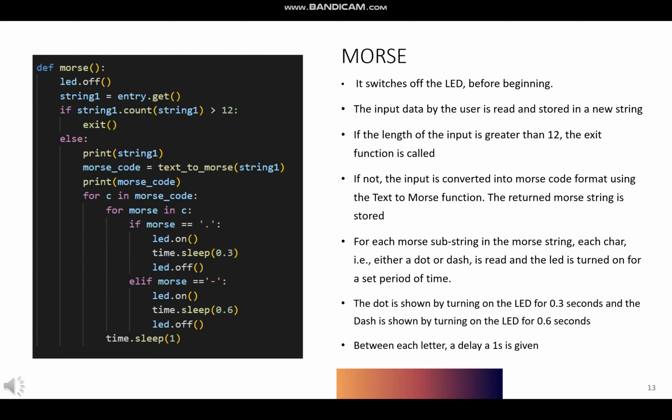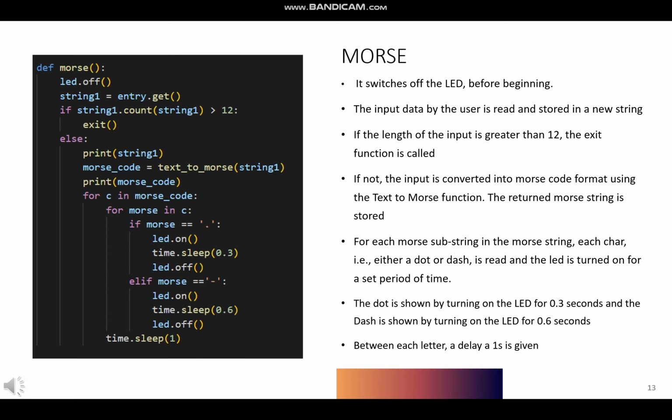The Morse function is as follows. It switches off the LED. The input data entered by the user into the entry widget is read and stored in a new string. If the length of the input is greater than 12, the exit function is called. If not, the input is converted into Morse code format using the text to Morse function defined earlier. The returned Morse string is stored.